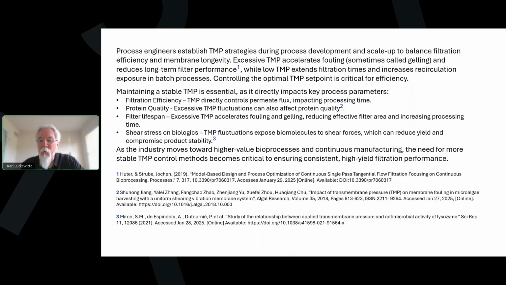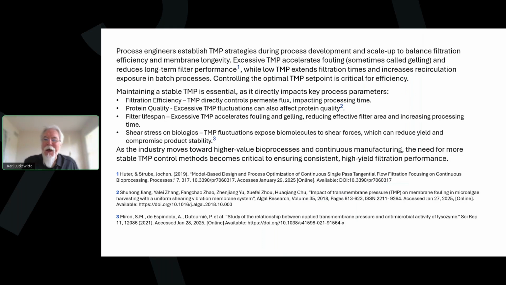One last point on this, and it's related to the quality point above: increased TMP or TMP fluctuations can expose biomolecules to shear forces, ultimately lessening the amount of useful biomolecules that we produce. And by the way, we'll see that later in an experiment that was conducted that I'm going to share with you in a couple of minutes.